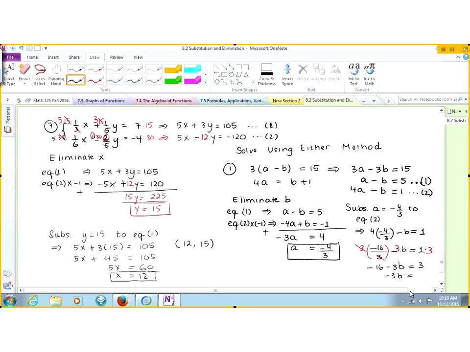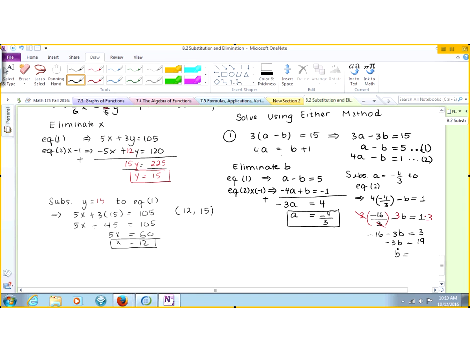So negative 3B is equal to, you add 16 to both sides, so what do we have? 19. And then what is B? Maybe B is negative 19 over 3. All right. So what is your solution here? Negative 4 over 3, comma, negative 19 over 3. Yay. So ready for your quiz tomorrow? So one problem substitution, the other one elimination.